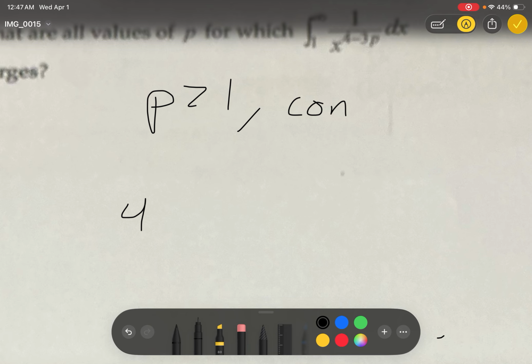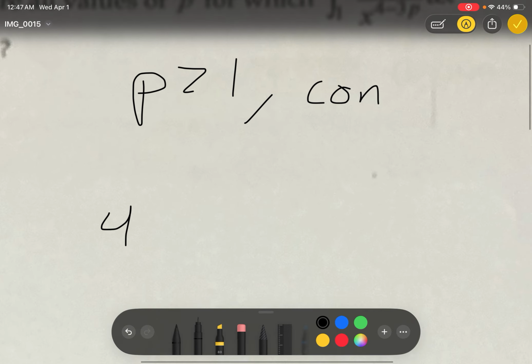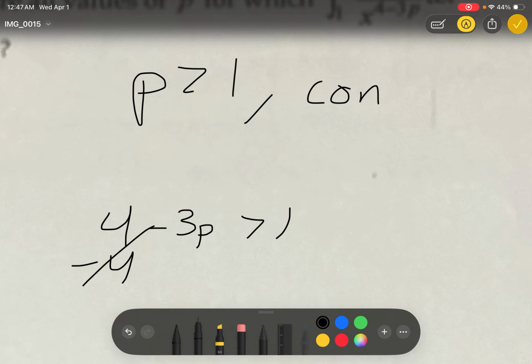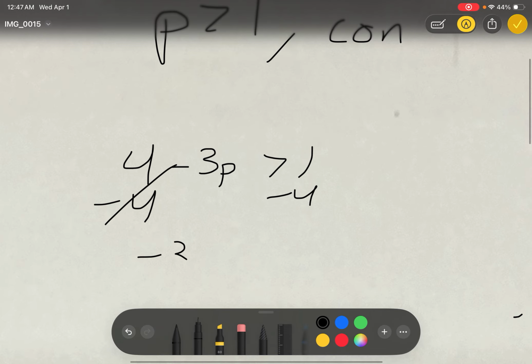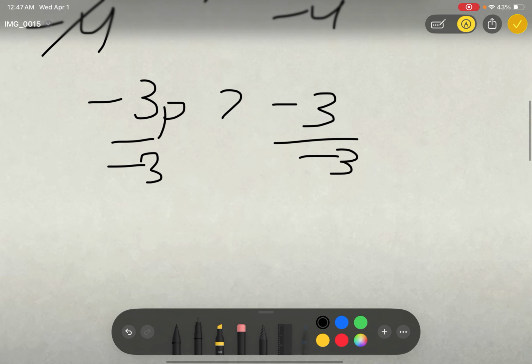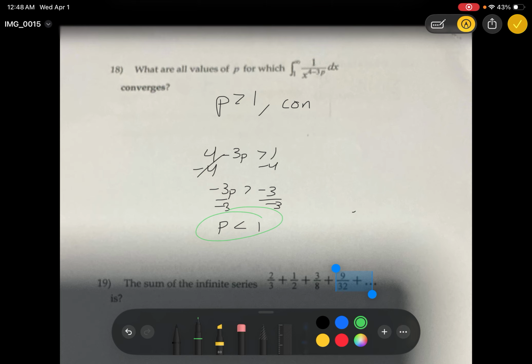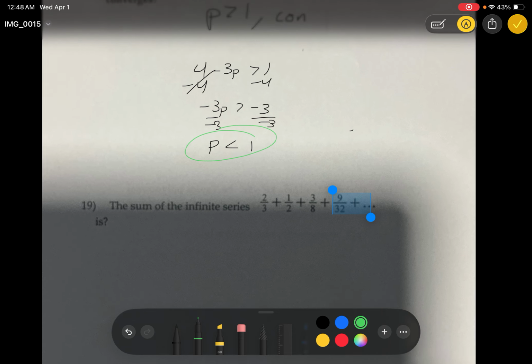So we're going to set that, what do you call that, the power on the denominator greater than 1. Subtract by 4. Negative 3p is greater than negative 3. Divide both sides by negative 3. Since we're dividing by negative numbers, that inequality is going to flip, so it's going to be p is less than 1. That is your final answer for question number 18. Moving on to question number 19.